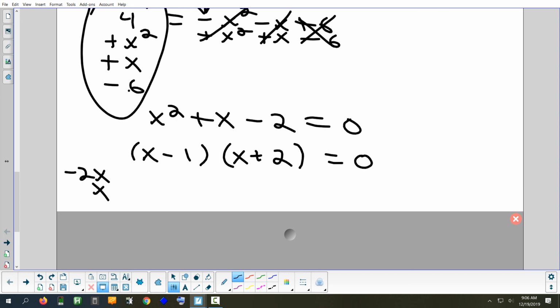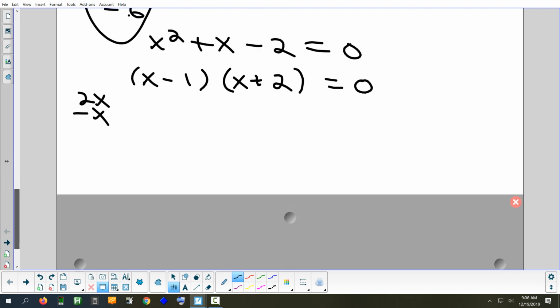Let's check it. X squared, that's the same. X times 2 is positive 2x. Negative 1 times x is negative x. 2x, take away 1x is 1x. Perfect. So now we factored it correctly. All right. Now we're at the last step. You're multiplying that times that, and you're getting 0 as the answer.